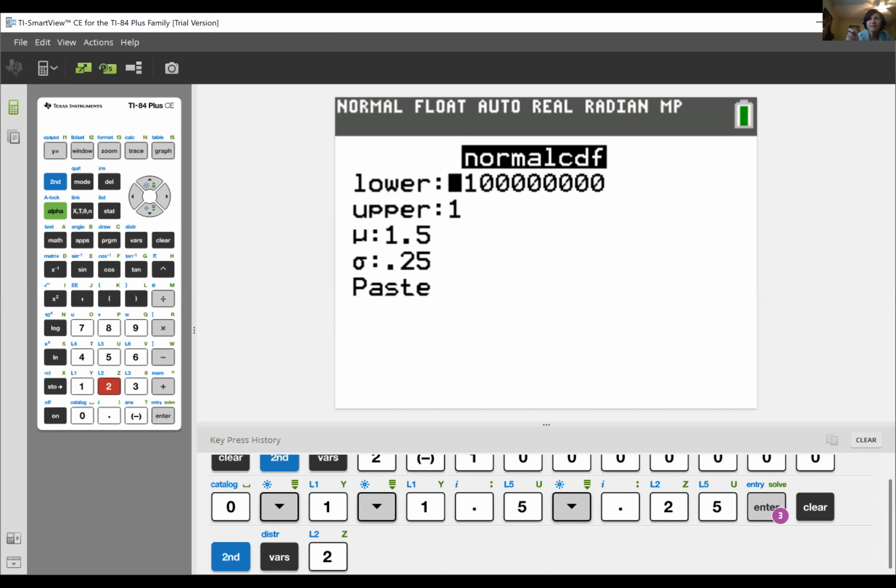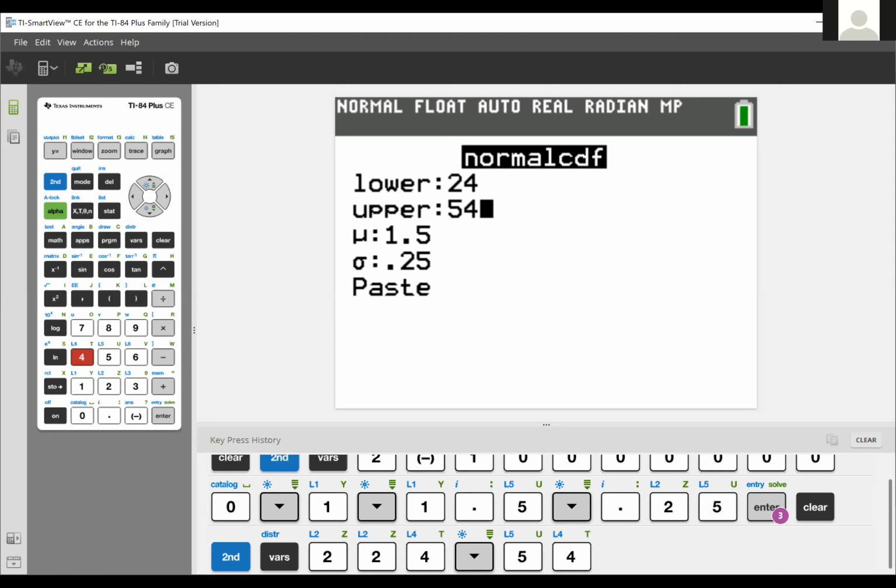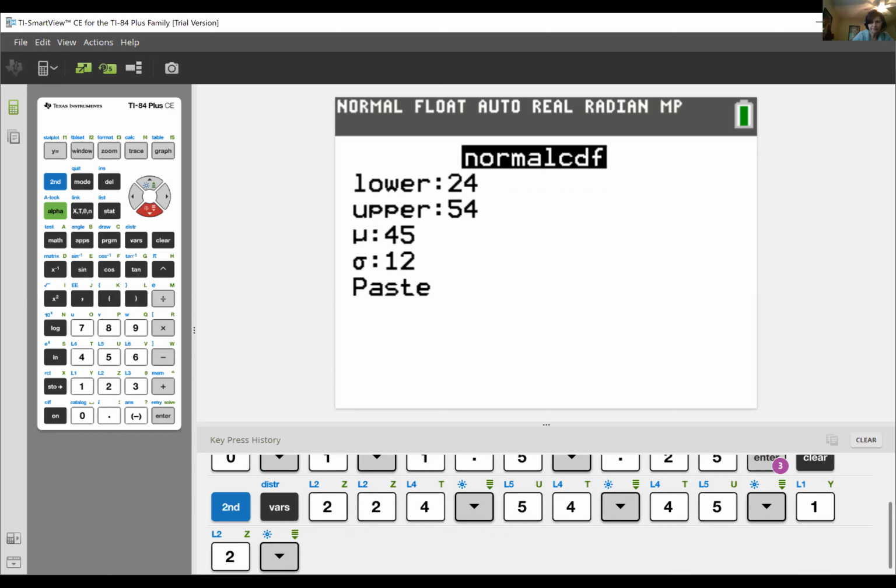Now, on this one, did we shade area that was all the way out in the tail, or did this have a starting point and a stopping point on our graph? Starting and stopping points. Exactly. So what was our lower bound according to this problem? 24. And our upper bound was 54. Now, do you remember the mean on this problem? 45, and the standard deviation was 12. This is all in minutes, by the way.